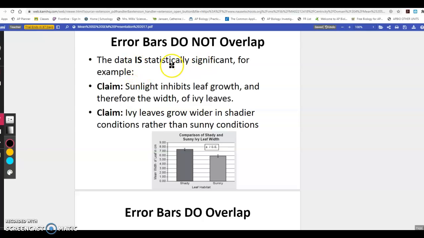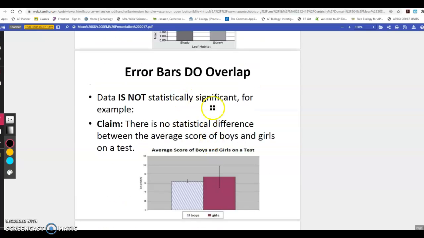Data is statistically significant when error bars do not overlap. So in this case, you see that, again, 2 standard errors of the mean, these error bars are not overlapping. So there is a significant statistical difference between whatever Shady and Sunny was with our comparison of ivy leaf width. If they do overlap, then it's not statistically significant. So you can see that even though this has really little error bars and this has really big ones, they overlap. So there is no statistical difference between these.